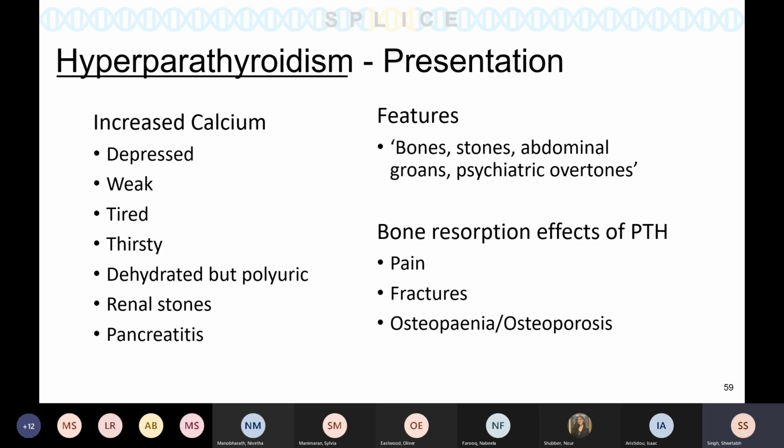Okay, so hyperparathyroidism. The presentation basically shows increased calcium, and here they are. You can get depressed, weak, tired, thirsty, dehydrated. You can get conditions such as renal stones, which you'll learn about when you do urology in fifth year. Pancreatitis as well. The classic: bone stones, abdominal groans, psychiatric overtones.